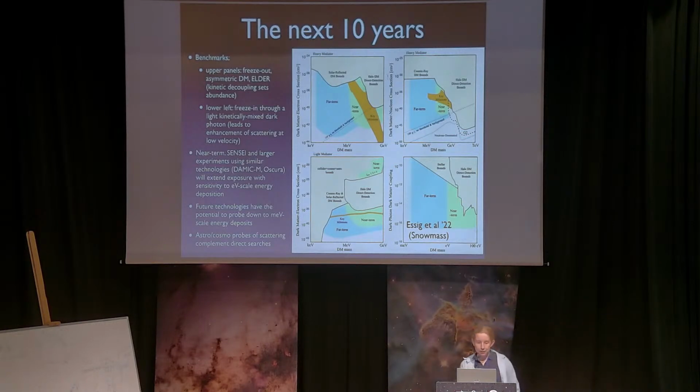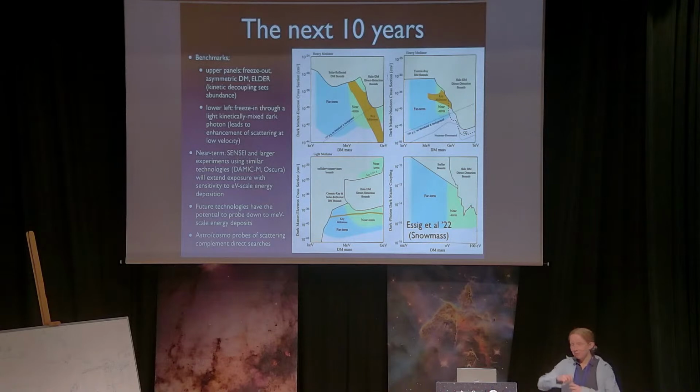So thermal relic benchmarks. So this green region is basically what experiments using existing technology like Sensei and scaled up versions of Sensei can do in the near future. The blue region is what we can do if we can actually get these sort of superconducting nanowire experiments to work with sensitivity down to milli-eV depositions. Okay, so let's stop there for the moment. I'll take any questions, and when we come back, I'll talk about accelerators and then about axions.